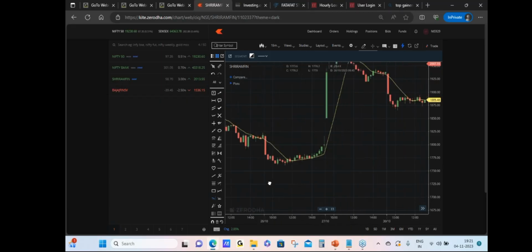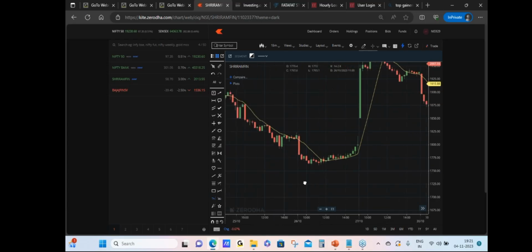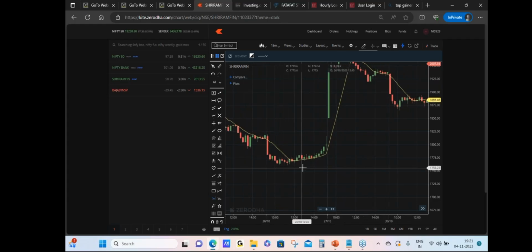Ravindraji, that's not possible in Zerodha, that's only in TradingView. Okay, I have never used TradingView in my life. I've been using Zerodha and I'm highly profitable.